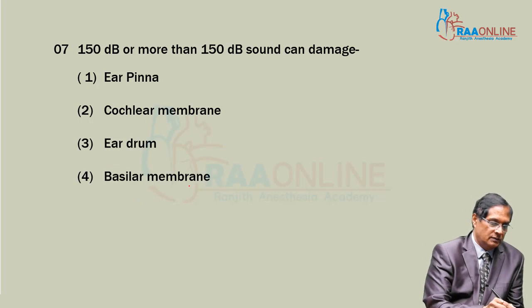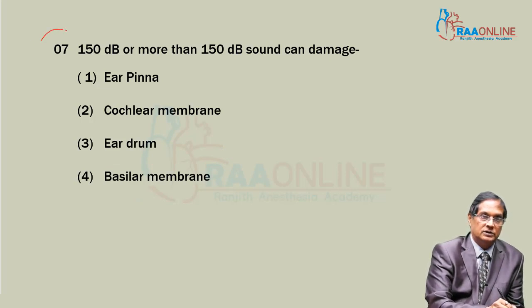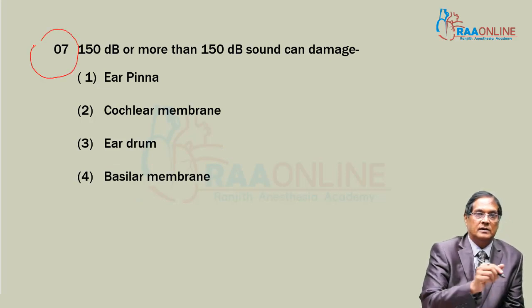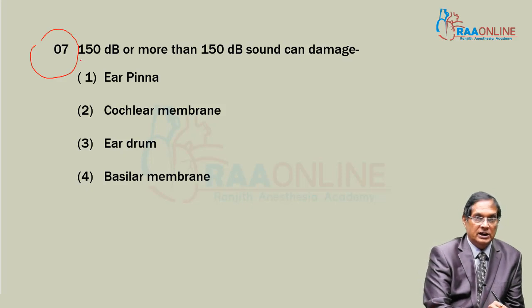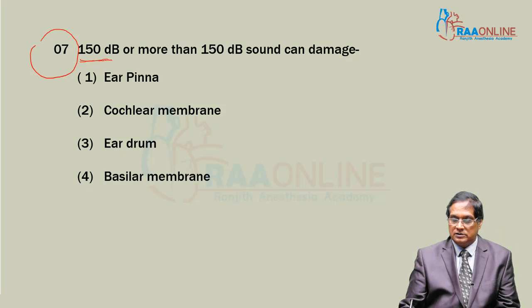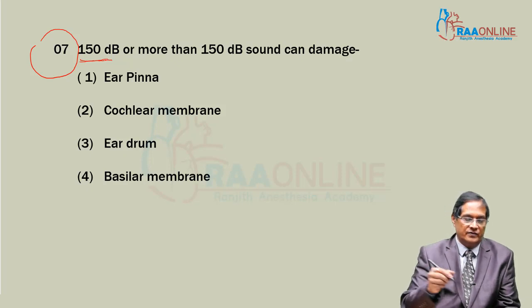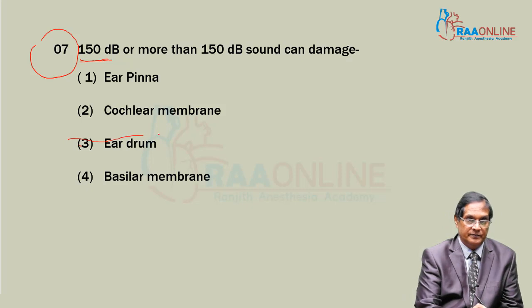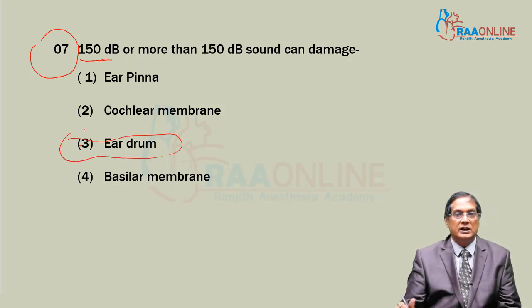Now let's come to question number 7. That is 150 dB or more. It is produced by aeroplanes or jet planes at the time of takeoff, and it is very harmful for the eardrum. It damages the eardrum.